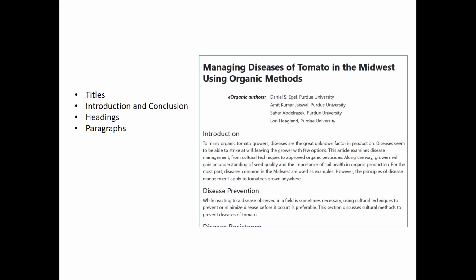It's important that your title contains the keywords that a person trying to find your article would use in a search, because most people find eOrganic articles simply by typing in whatever topic they're looking for information on into a search engine. So be specific. This is a good title right here: Managing Diseases of Tomato in the Midwest Using Organic Methods. Don't use catchy titles, use real words that accurately describe the article's content.